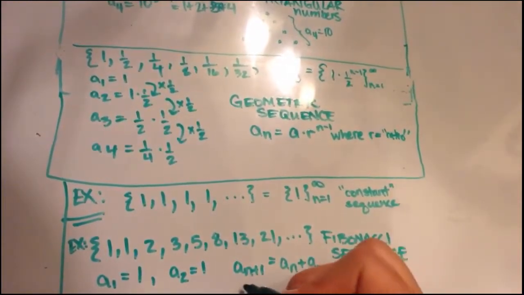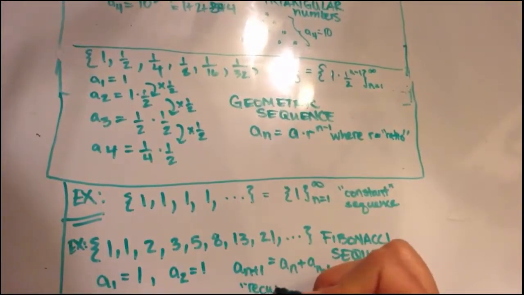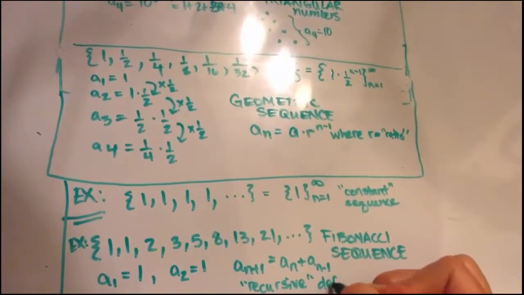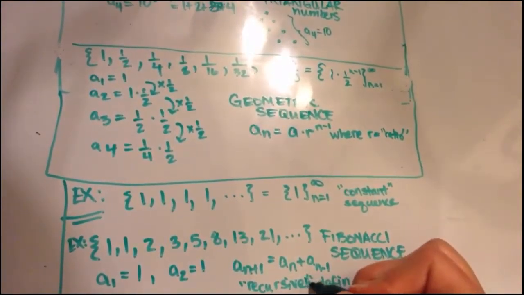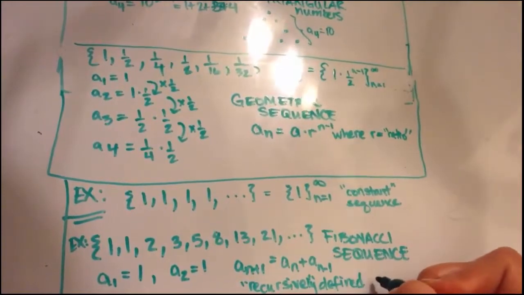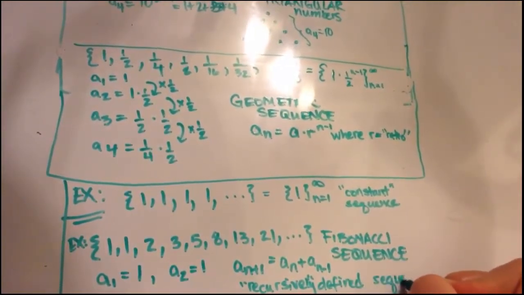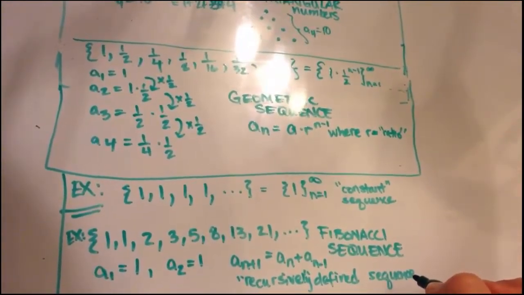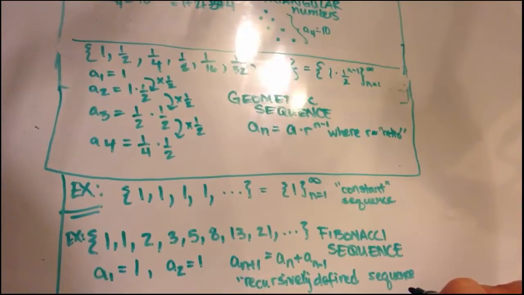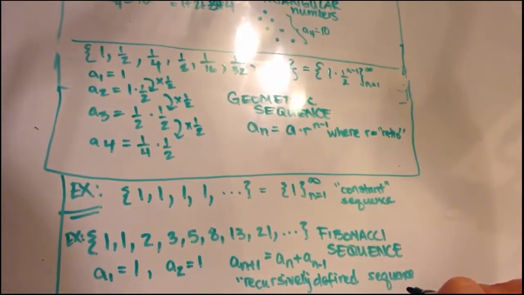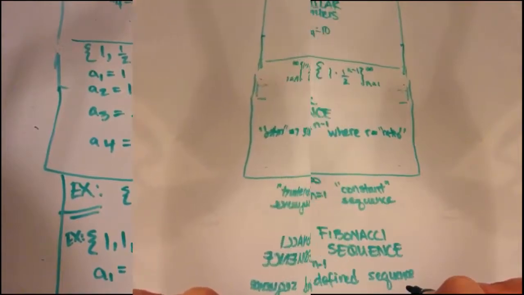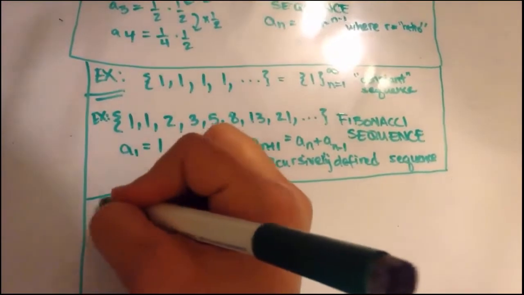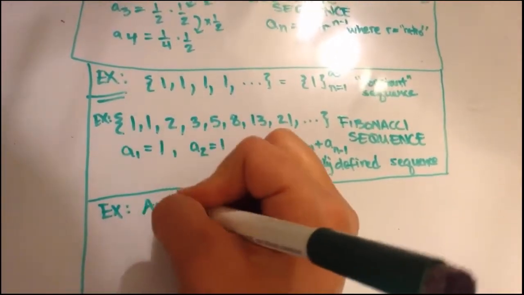This is an example of a recursive definition for a sequence, a recursively defined sequence. We can't describe the nth term directly, so instead we describe that sequence by how you get from one term to the next. Let's look at some more. Let's do one last one. This is an example of an arithmetic sequence.